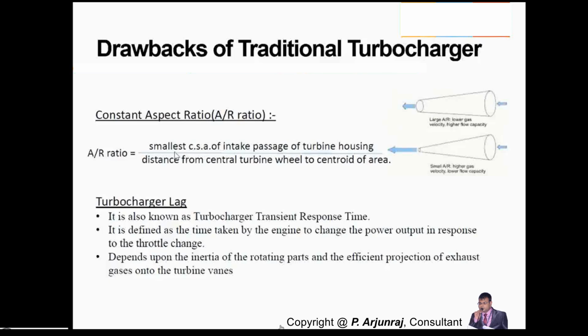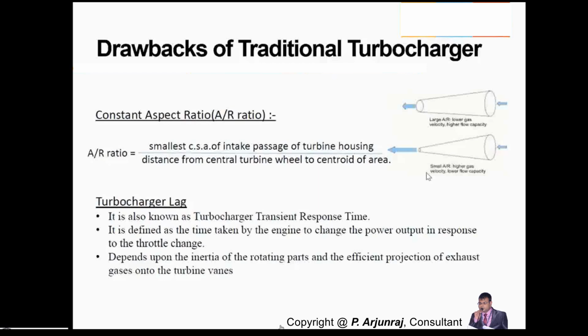That's why you see here, aspect ratio is defined as the ratio between the smallest cross-sectional area of the intake passage of the turbine housing to the distance from the central turbine wheel to the centroid of that area. When you consider the turbine, that is basically a wheel, of circular shape, and that turbine will have a centroid. The distance from the central turbine wheel to the centroid of the area, then this becomes the aspect ratio.